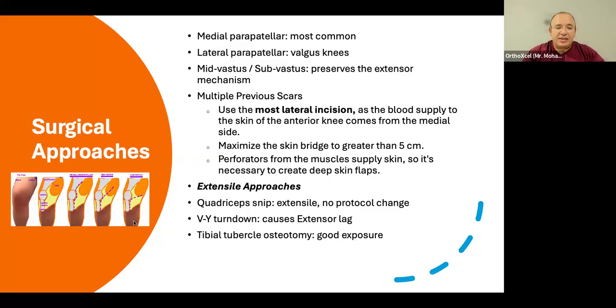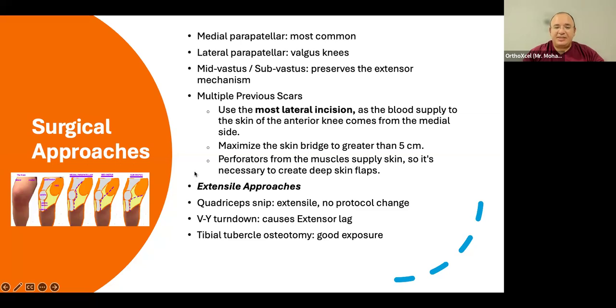As you can see from this picture, you can go mid-vastus through the vastus muscle, and the problem is this leaves a lot of scarring and may cause stiffness later on, and it keeps the patient in pain for a bit of time. Or you can go subvastus, which is again a bit of an anatomical approach, but is very, very limited.